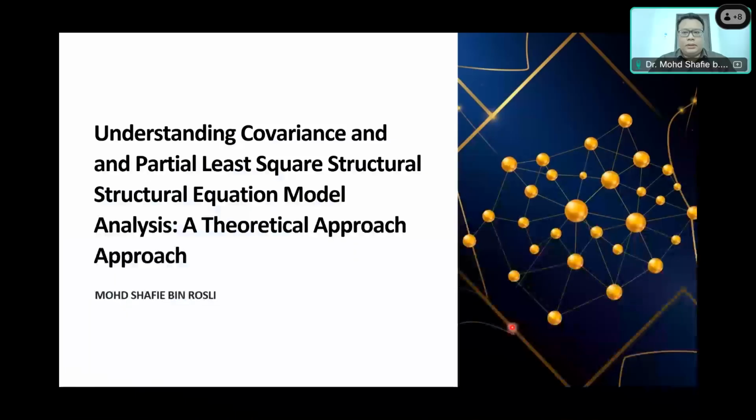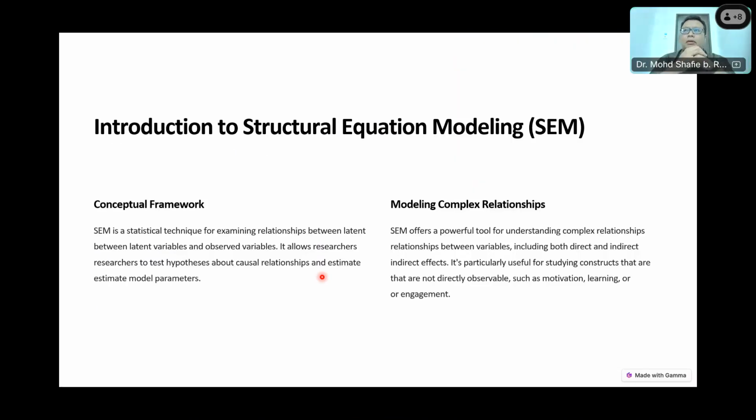Okay, today the curriculum will be about understanding covariance-based and partial least squares structural equation modeling. This is based on a theoretical approach. So, I will show why this is important. Okay, so the first thing that we're going to discuss is what actually is a structural equation model.